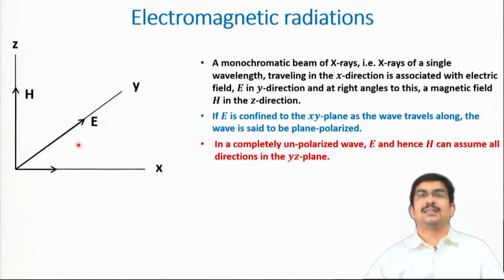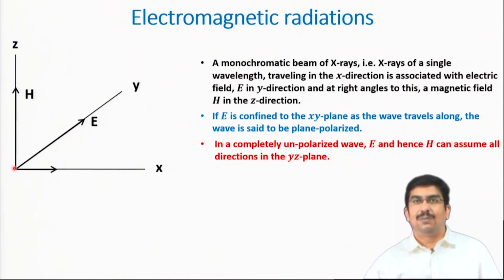So, consider any monochromatic X-ray beam of single wavelength traveling in the x direction. Imagine that the direction of travel is the x direction. Since it is an electromagnetic radiation, it is associated with an electric field E in the y direction, perpendicular to it, and at a right angle to it there will be a magnetic field working in the z direction. So, if E is in the y direction, then at 90 degrees to it, the magnetic field will be working in the z direction.